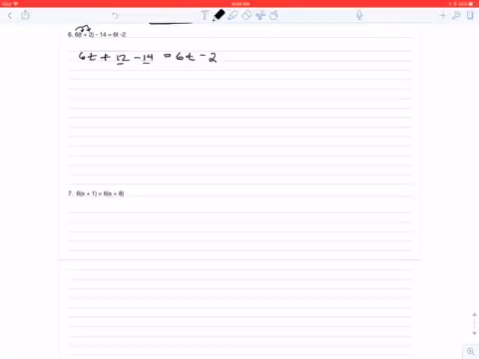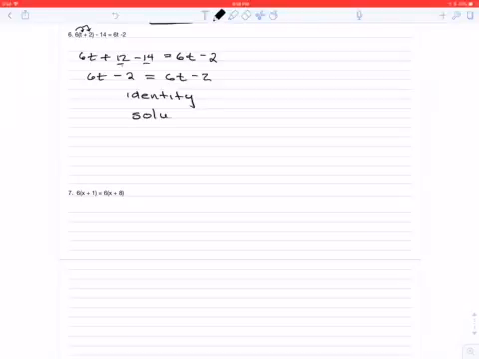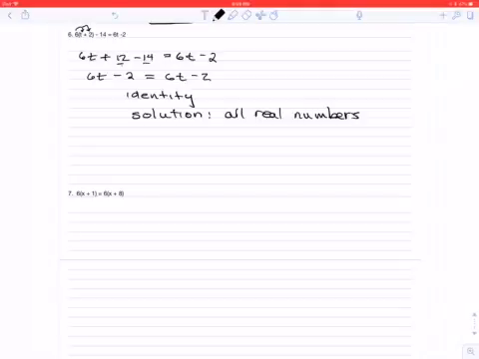Now for 6. There's no fractions, but let's get rid of the parentheses. I have 6t plus 12 minus 14 equals 6t minus 2. So if I collect my like terms, I have 6t, 12 minus 14 is going to be a negative 2. I have the same thing on both sides of the equal sign. We call this an identity. The solution is all real numbers. Any real number you choose to substitute into this equation is going to always give you a true statement.